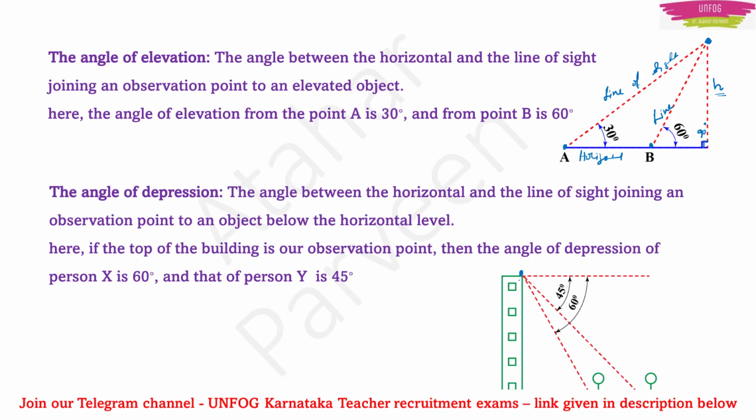Then the angle of depression for person X, here person X is standing and here person Y is standing. Okay, so the angle of depression for person X will be 60 degree, because this is the horizontal line now, and we are going to measure the angle with reference to this horizontal line. Okay, for person X you will have this whole angle 60 degree, and for person Y you will have just this 45 degree. This is your angle of depression. Okay, I think it is clear now.